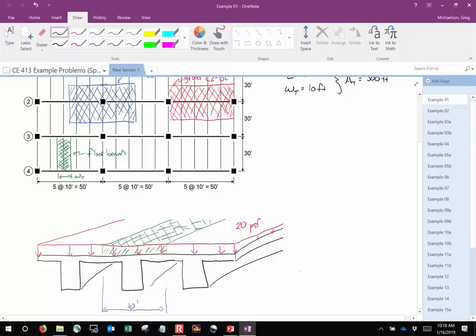I can say, you know what? Why don't I idealize this as a single beam, instead of seeing a pressure load? Maybe it should only see a line load. Now, how much do you think that line load's going to be? What's that? You're thinking backwards. Think about it.